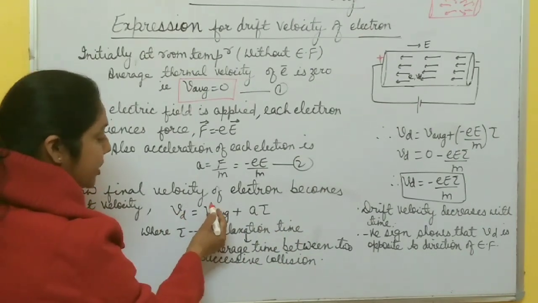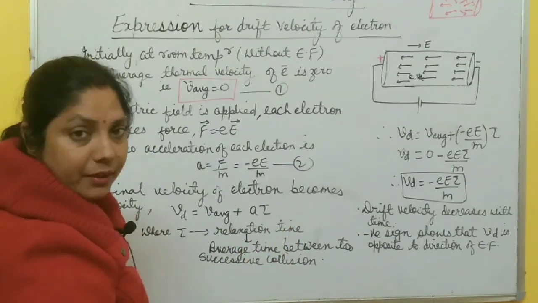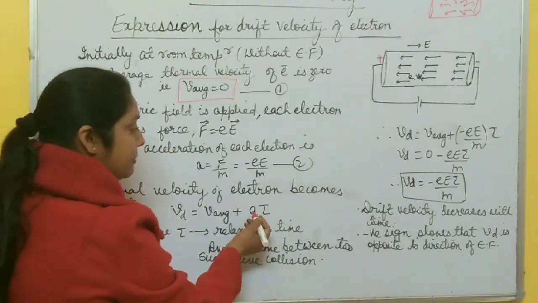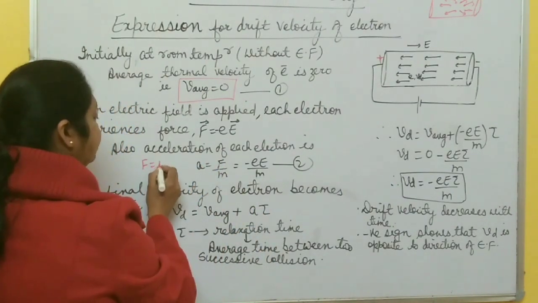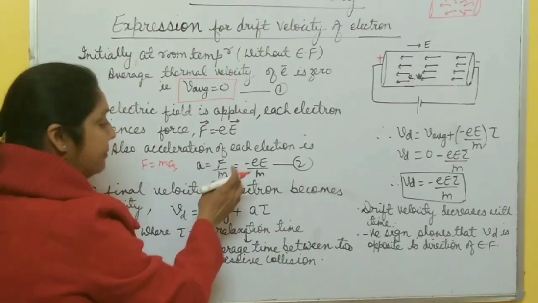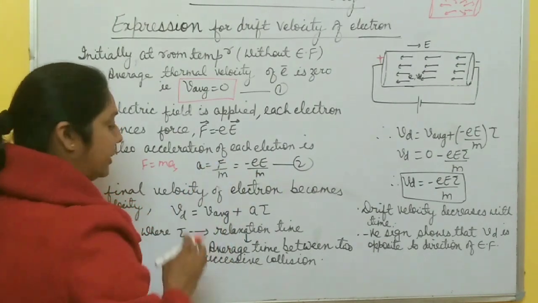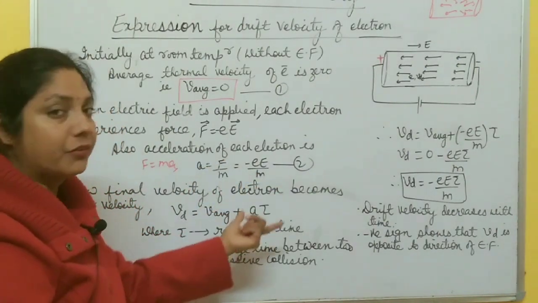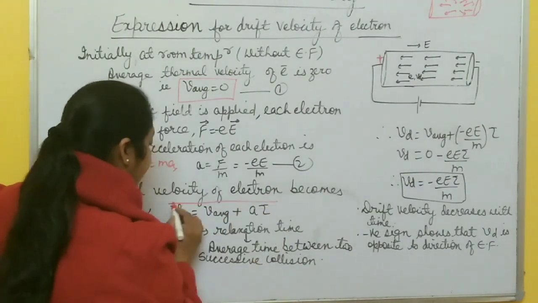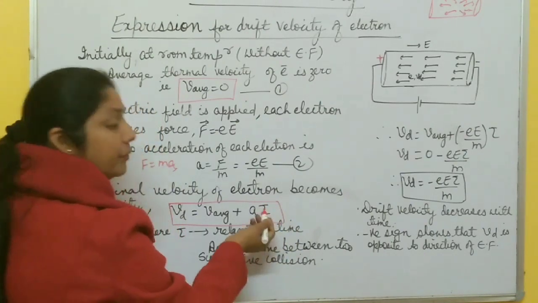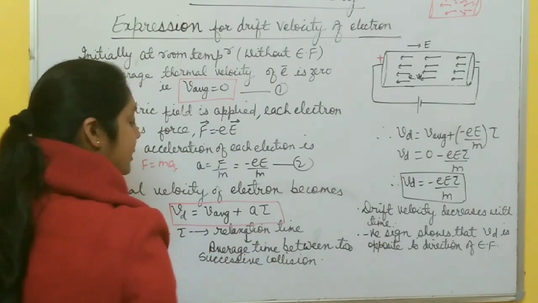That is equal to the initial velocity, which is V average, and after applying the electric field, right, it starts moving, it has some acceleration. A is given by what? You know, F equal to ma. So a is F by m. It means put the value of F, minus eE by m. So you get the value of a. So the final velocity of the electron, that is the drift velocity, is given by the initial velocity V average plus acceleration into tau. Tau is called relaxation time. What is relaxation time?